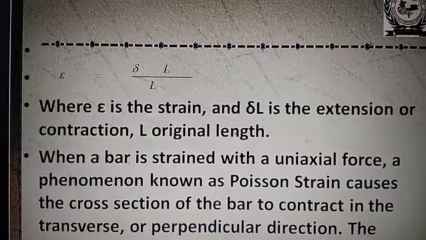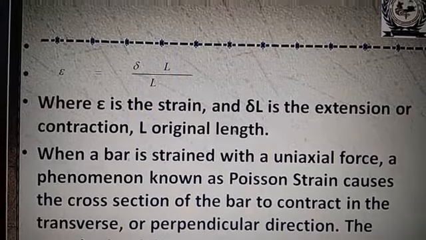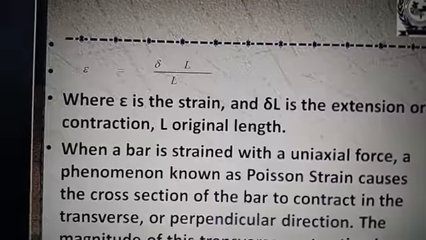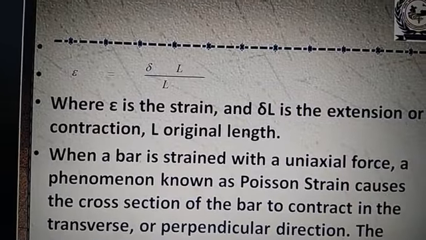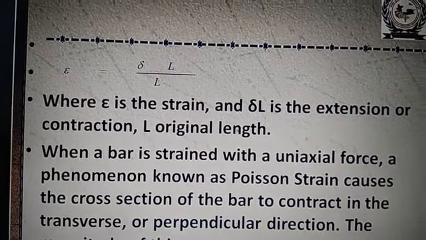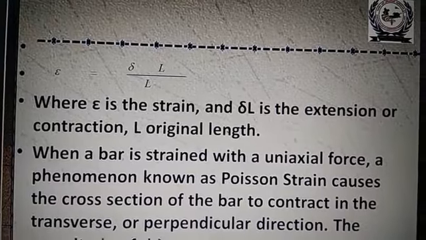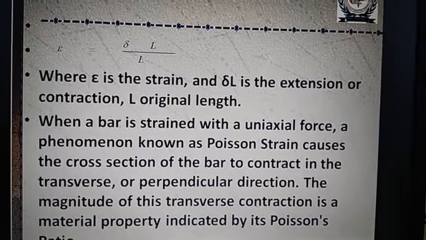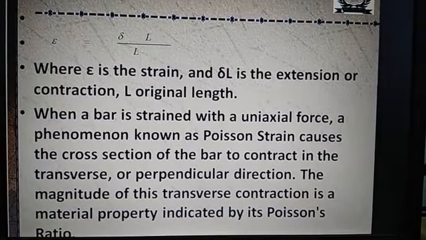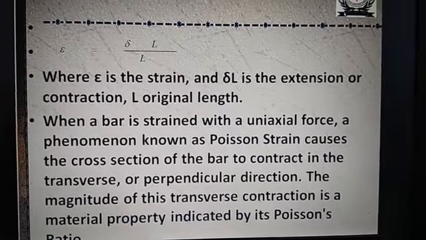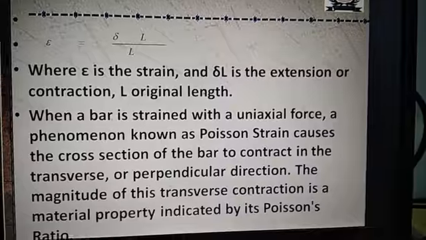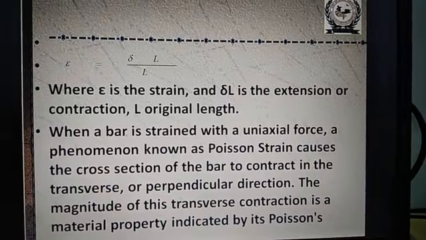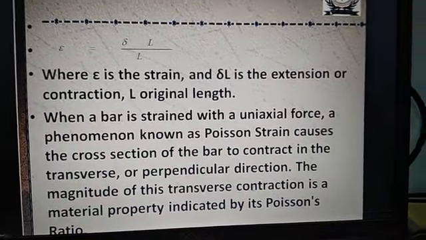And this is given as, already we have seen in the last video on strain gauges, strain is equal to delta L upon L, where delta L is the change in length due to deformation and L is the original length, where epsilon is the strain and delta L is the extension or expansion or contraction and L is the original length.